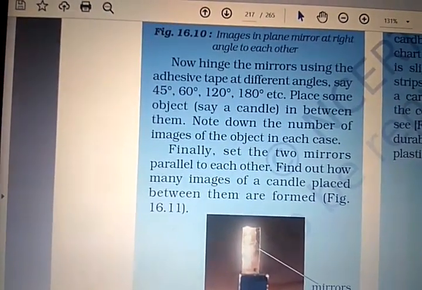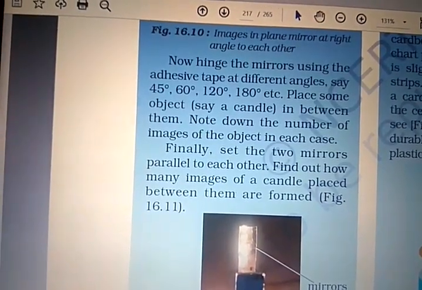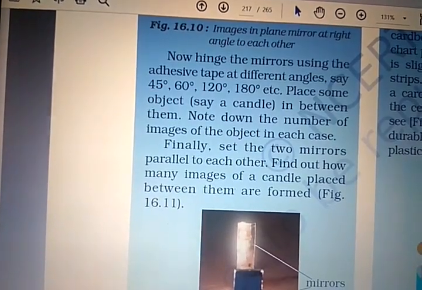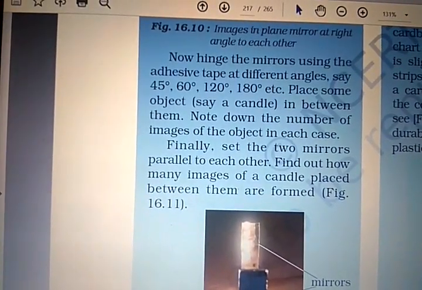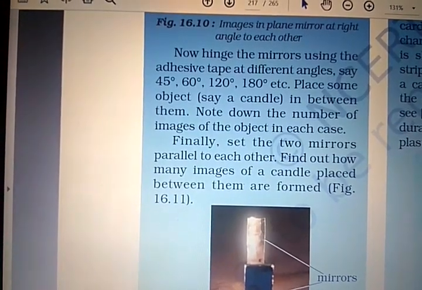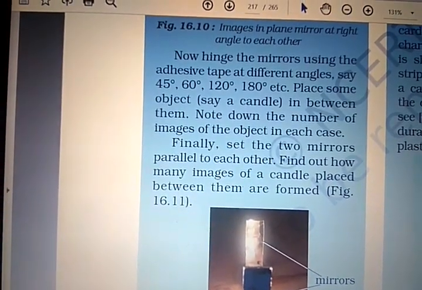So if you put the two mirrors at 180 degrees, that means straight. So 360 upon 180, that is 2, minus 1, that is 1. So one image you can find, that is a plane mirror, right? When two plane mirrors are placed at 180 degrees, you will find one image.